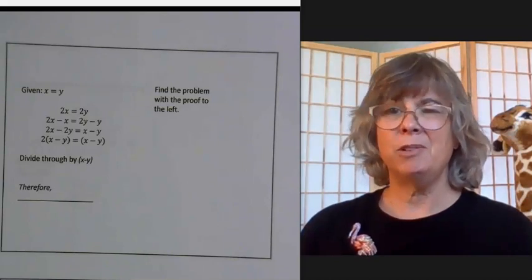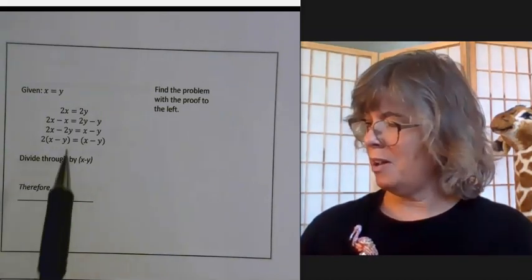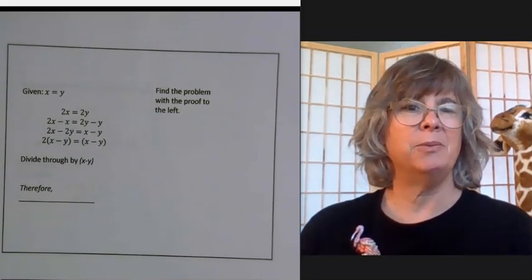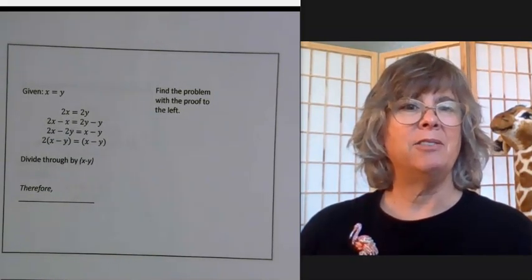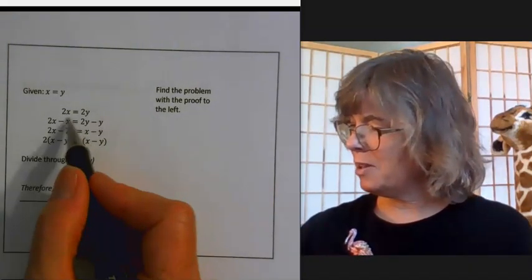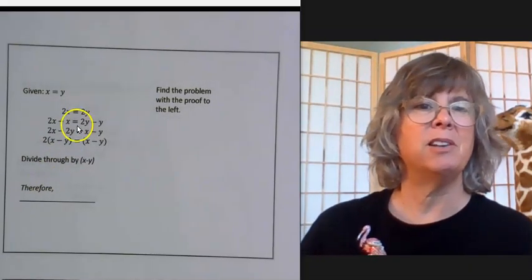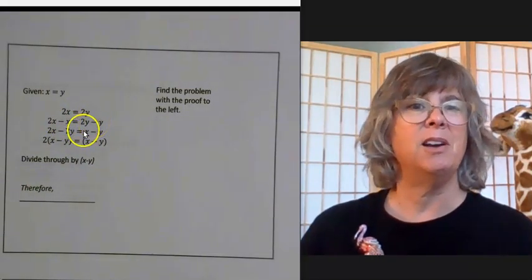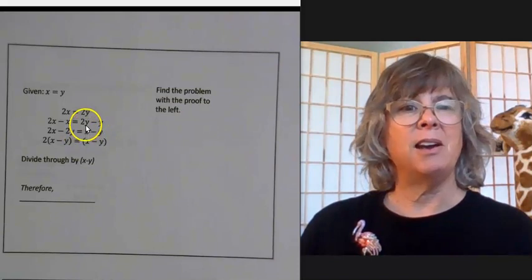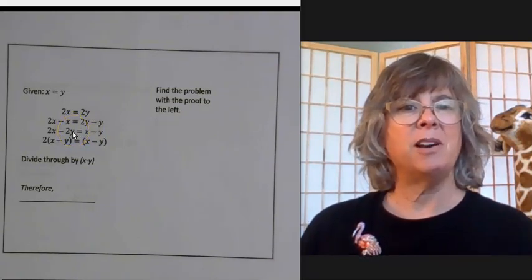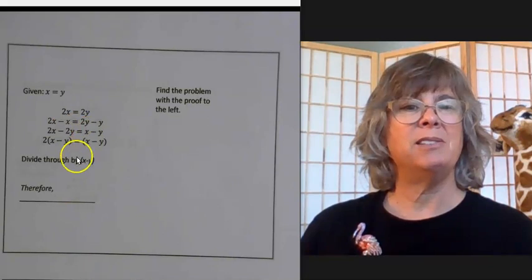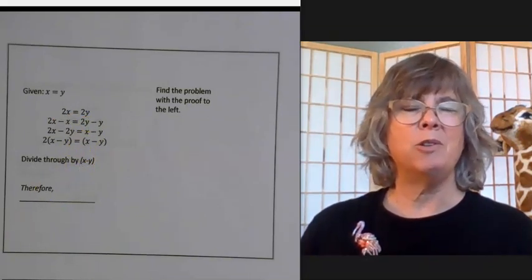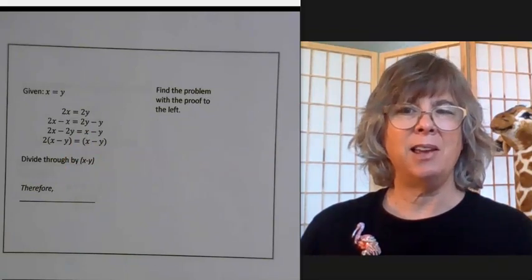So let's check out this proof. If we start with x equals y, I can use the multiplication property of equality by multiplying both sides by 2. I can then, if x equals y, subtract the same value from both sides of the equation. I can subtract x from this side and y from this side. I'm subtracting the same value. Then I can subtract 2y from both sides, add x to both sides, and then factor, and now divide through by x minus y. And what do I get? And explain what's going on here.